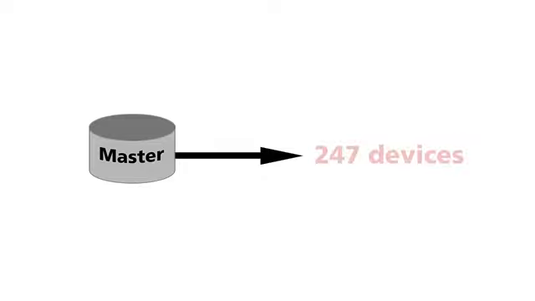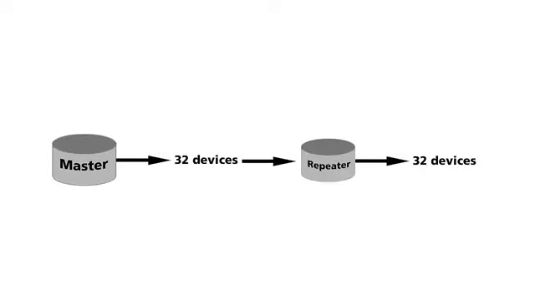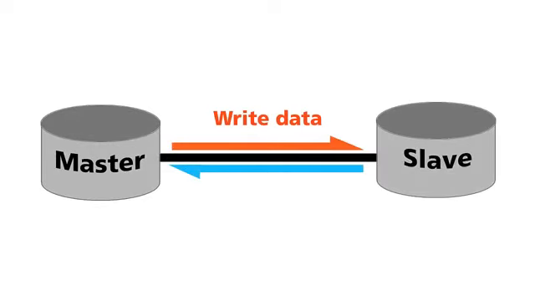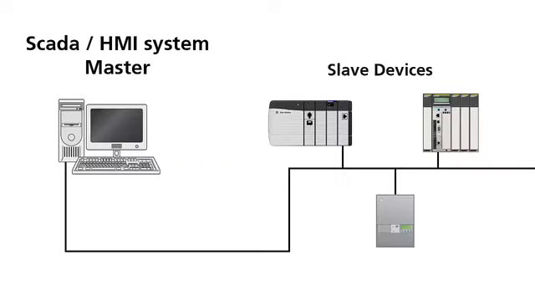RS-485 cannot drive more than 32 nodes in a single segment. So, for the rare application that needs more than 32 nodes, a repeater is required. The master can write data to the slaves as well as read data from them. SCADA and HMI systems typically would be the master communicating with a series of Modbus slave devices.